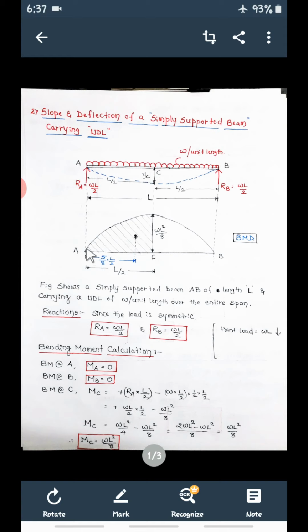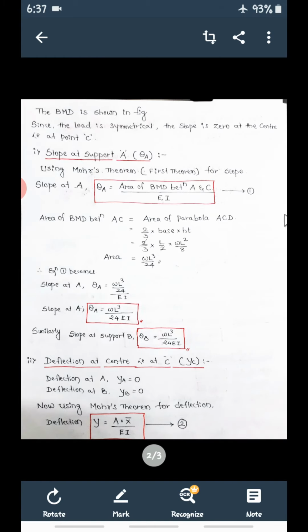So what is the bending moment diagram between A and C? See this portion, not the complete diagram. Only this portion will be considered, and see this is parabolic. This is not a triangle. So this is the parabolic area between A and C. So theta A is equal to area of bending moment diagram between A and C divided by EI. Write this as equation 1.